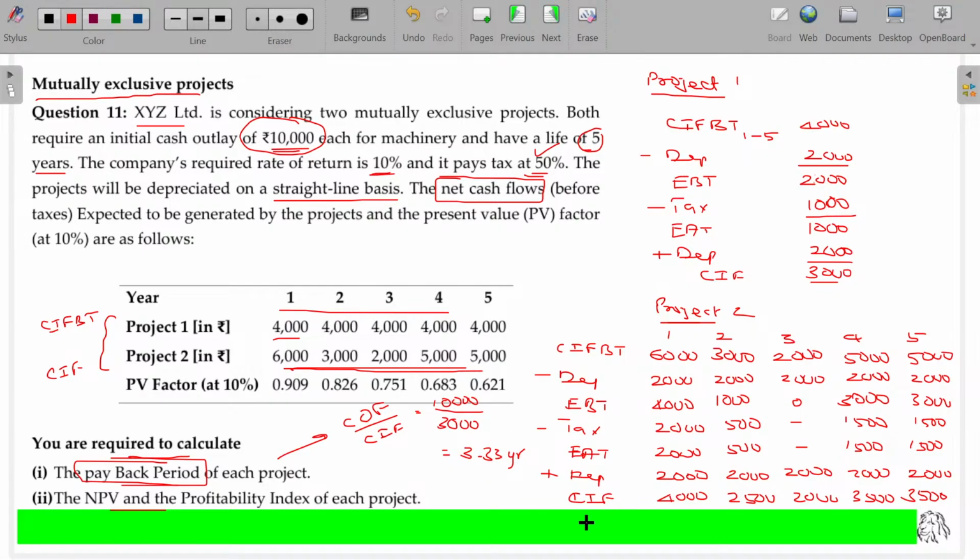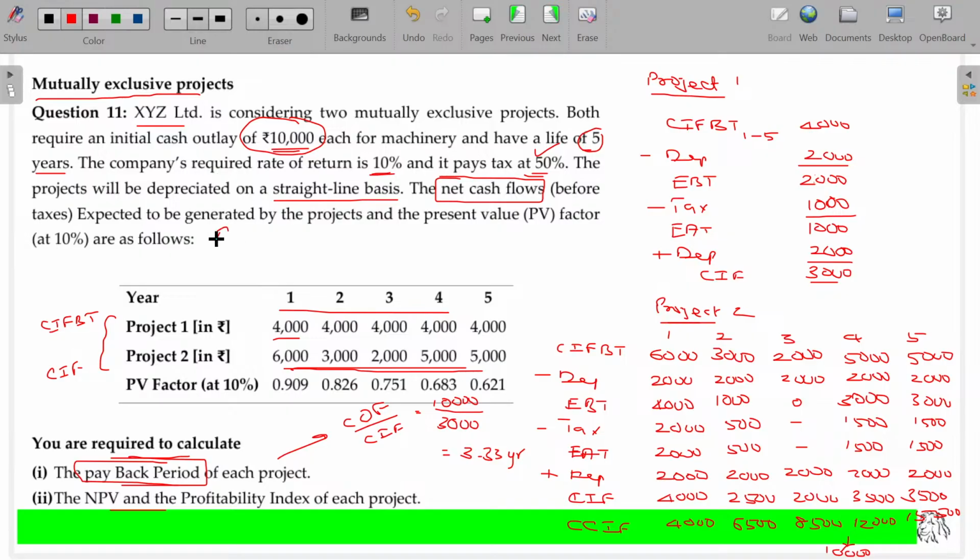In case of project 2, you have to find out the cumulative cash inflow. First year 4,000, second year's cash flow 2,500 is added to arrive at cumulative cash inflow for the second year 6,500, then 8,500, 12,000 rupees, and then 15,500. My required investment being 10,000, we receive that anywhere between third and fourth year.